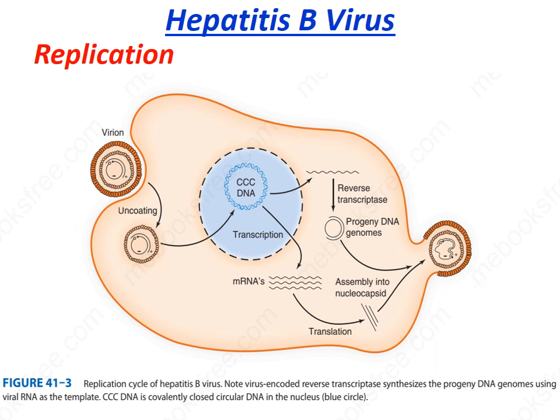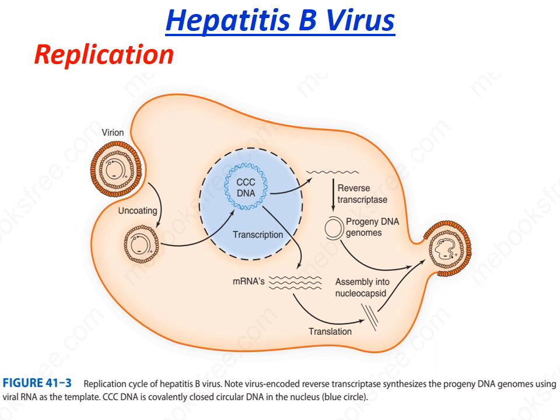Now this DNA serves as the template for the formation of mRNA. When multiple individual mRNAs are formed, they form a long mRNA. That mRNA moves outside the nucleus towards the cytoplasm, where it acts as the template for the minus strand of the double-stranded genome of the progeny virion. And that minus strand acts as a template for the formation of the positive strand of the DNA.